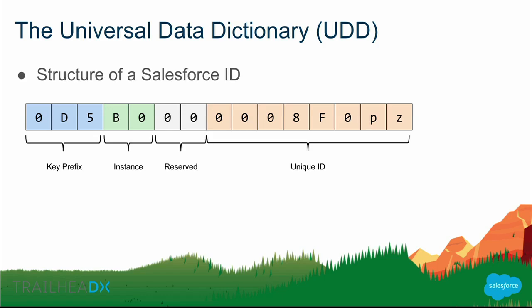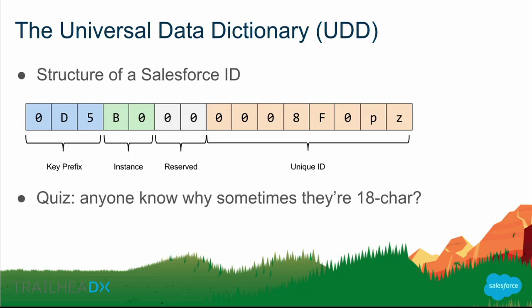Now here's a pop quiz for you. Does anybody know why sometimes Salesforce IDs are actually 18 characters and not 15 characters? Why?